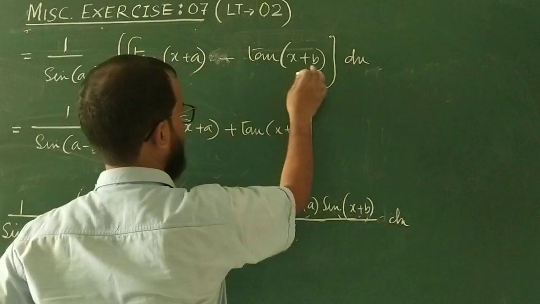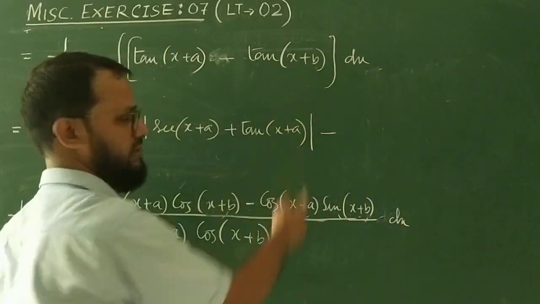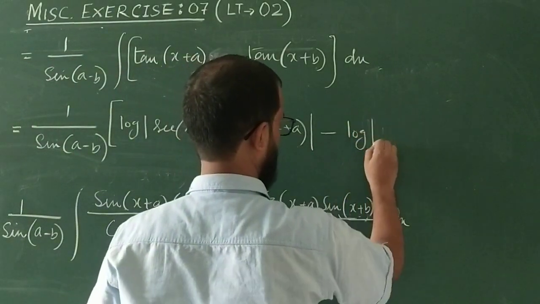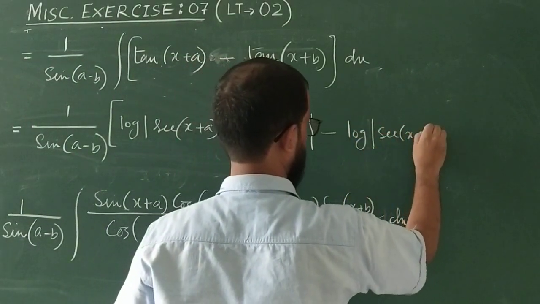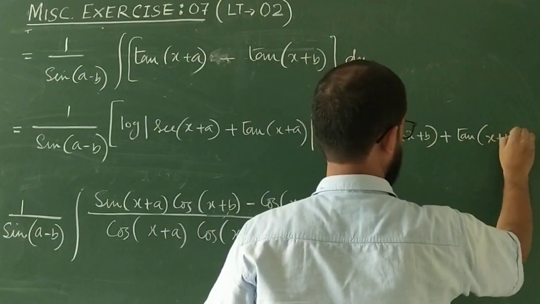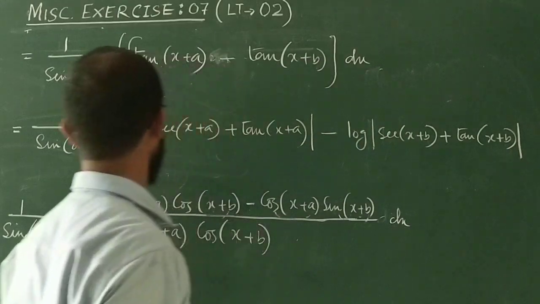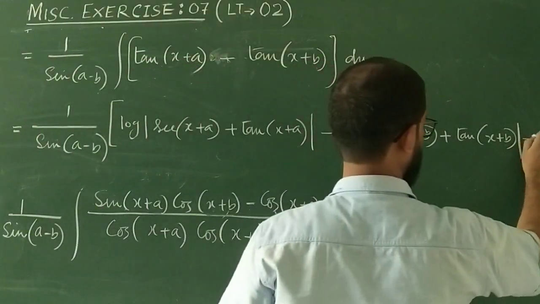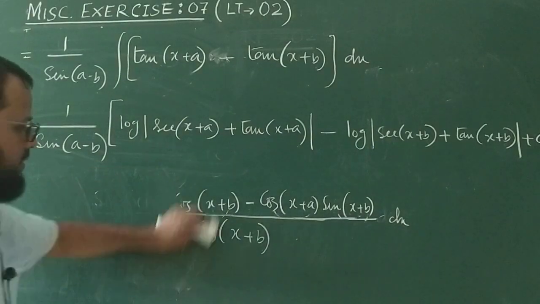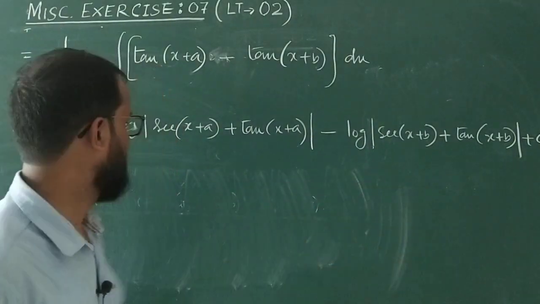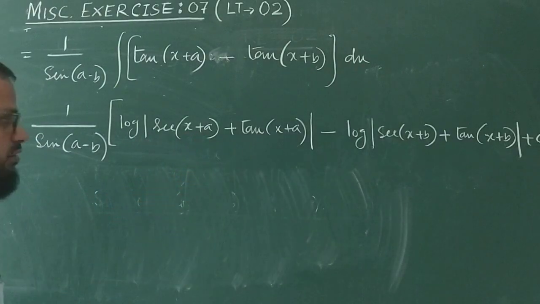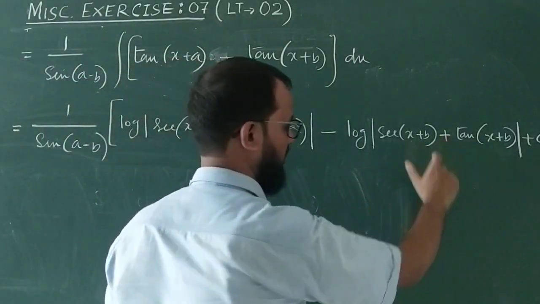Then for the next integral, integration of tan(x + b), of the same type, you can write log modulus of sec(x + b) plus tan(x + b), modulus complete. So finally you can add a constant here. You see that this is a log, suppose log a, and this is your log b.